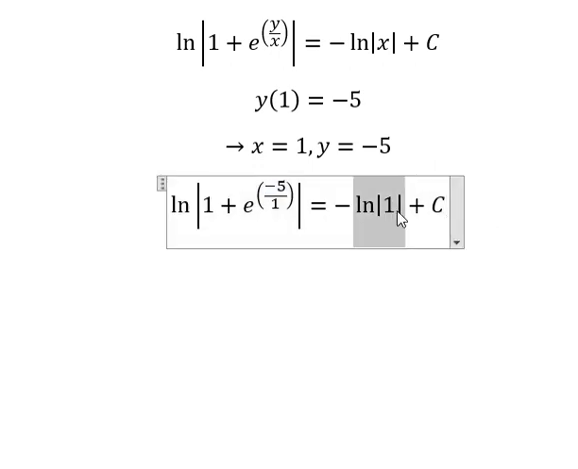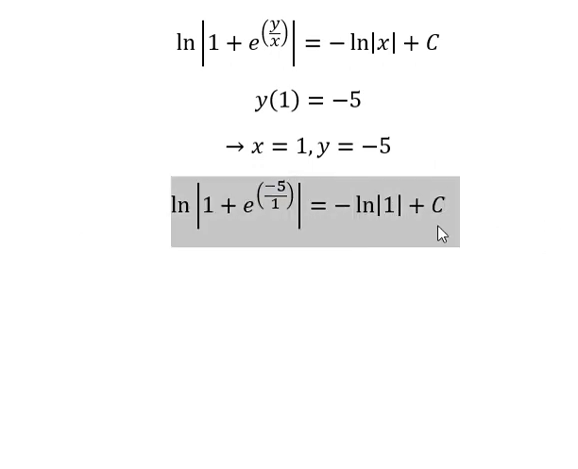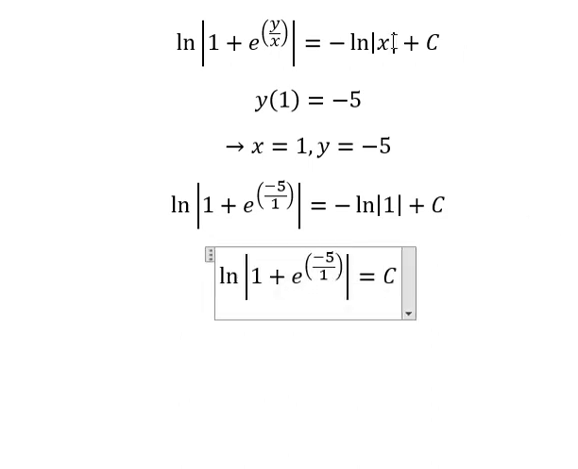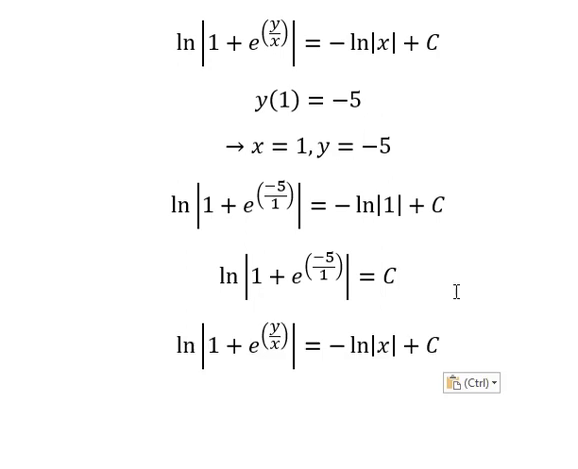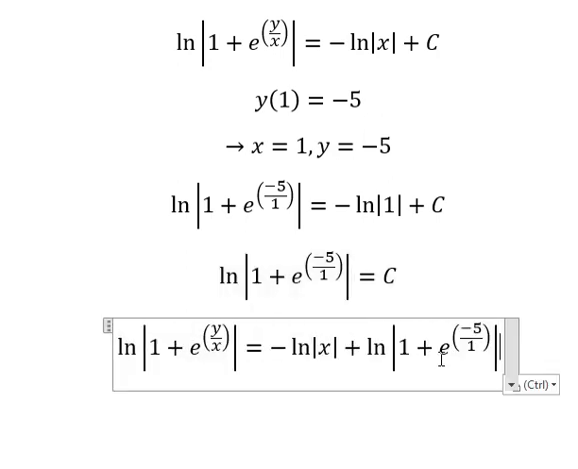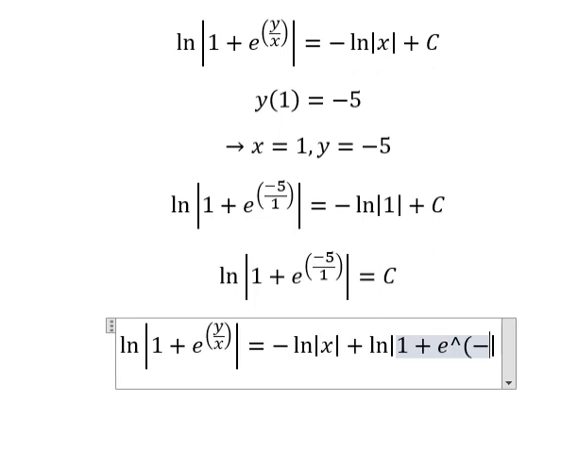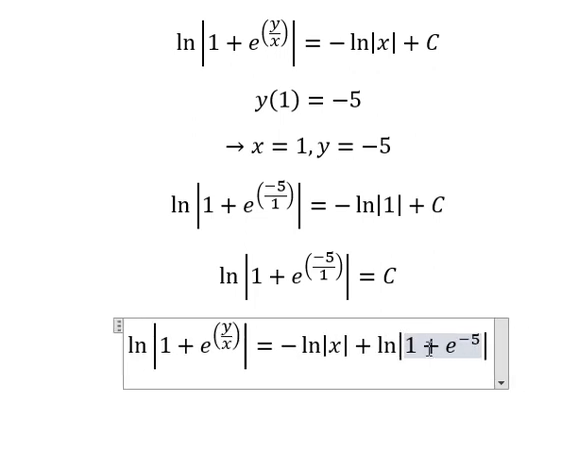Ln number 1, you got number 0. So we can put like this. And then I will put this one here. This one we have e to the power of negative number 5. So we can cancel the absolute value.